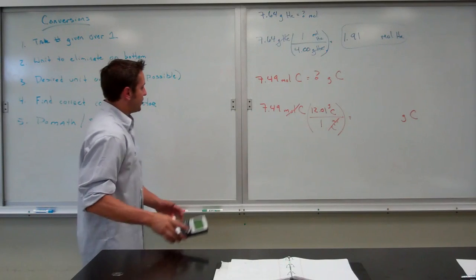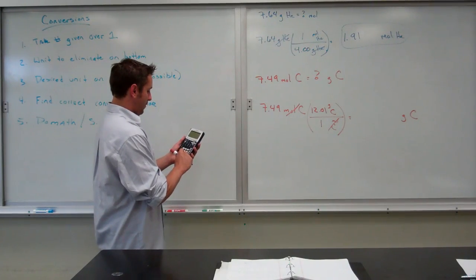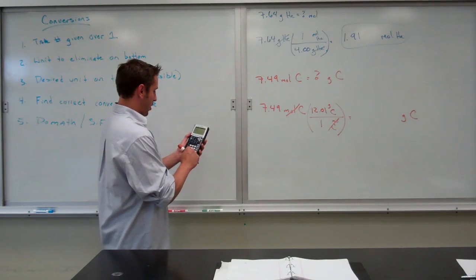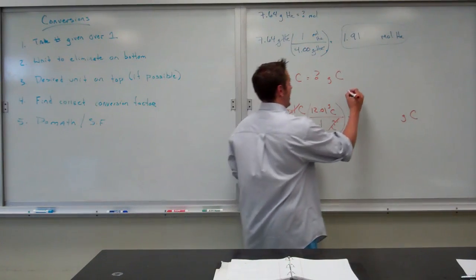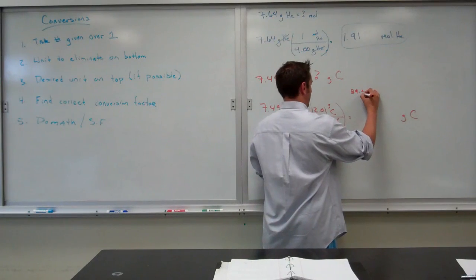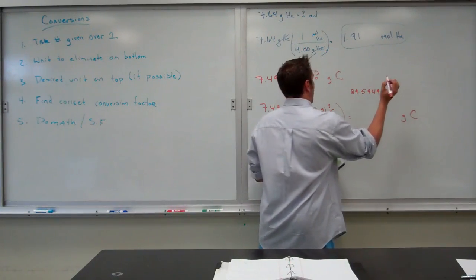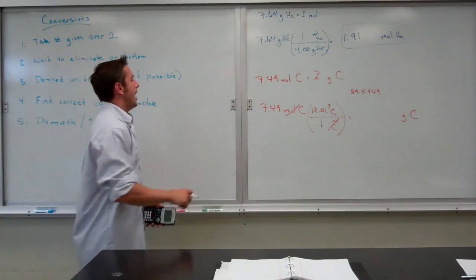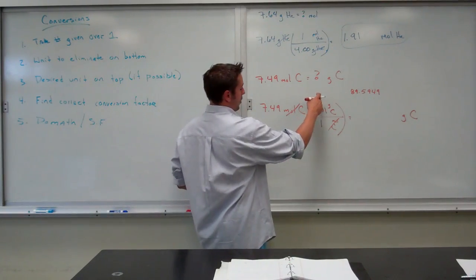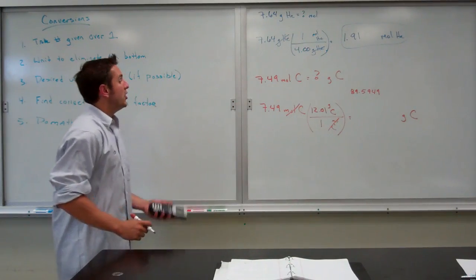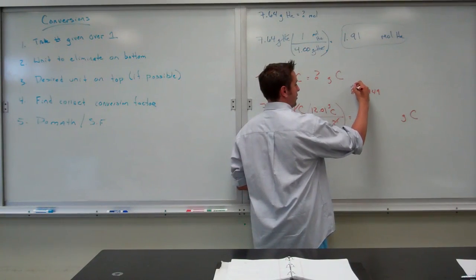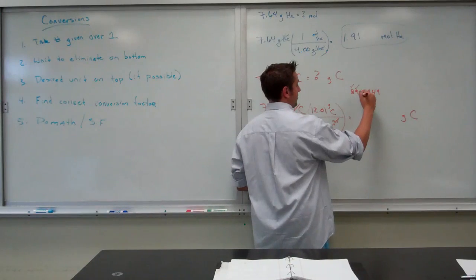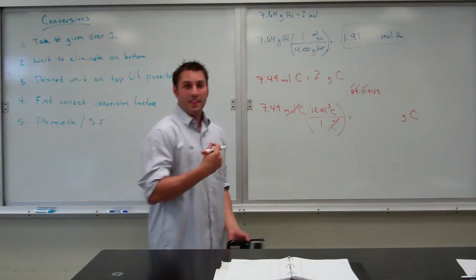I have to do the math, so I take my calculator out, 7.49 times 12.01. I get 89.9549. And now we have to check our sig figs. I have 3 here, 4 here. That doesn't hurt, so I get 3 in my answer. So there are more than 3. So does an 8 count? Yes. Does a 9? Yes. Does a 5? Yes. Right, there are my 3.